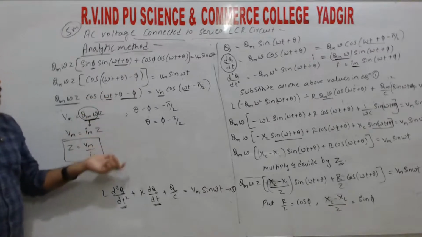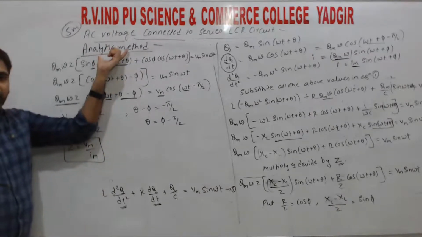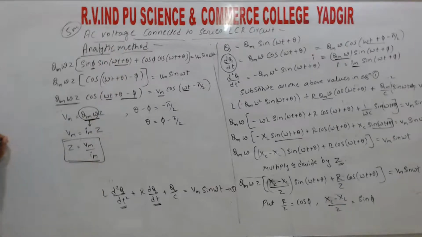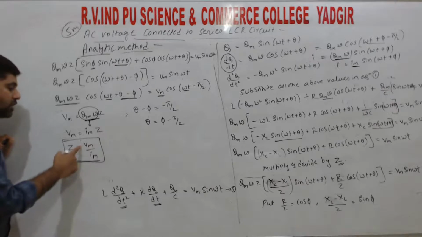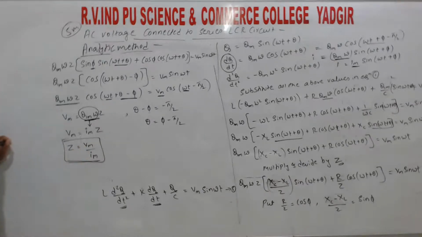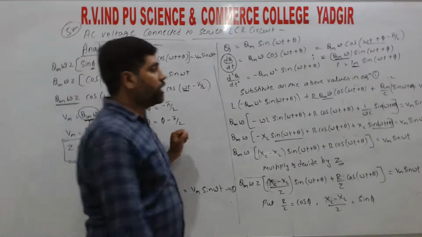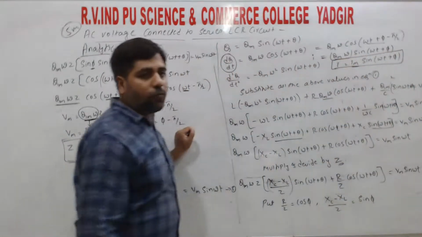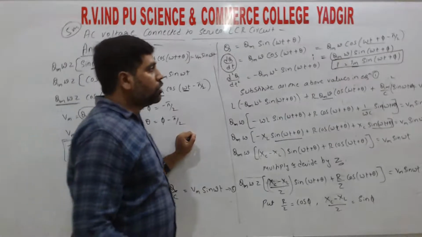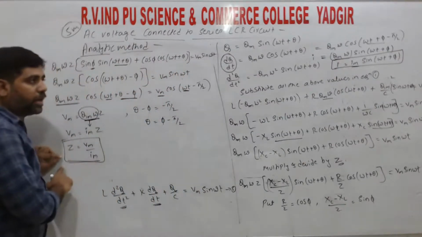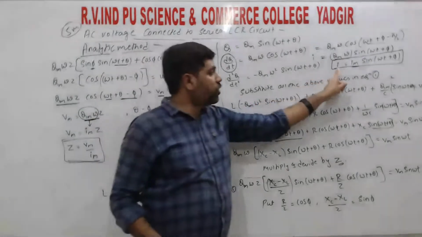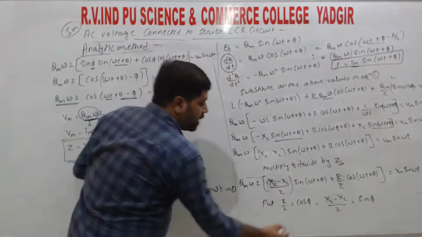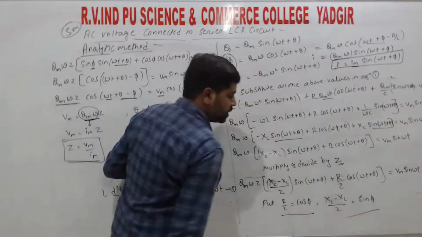So this is the analytic method. By using the analytic method, we can also find the impedance, that is Z = Vm divided by Im, and the current flowing in the circuit is found by I = Im sin(omega t + phi). Now impedance is found, current is found, and the last remaining is the phase angle.